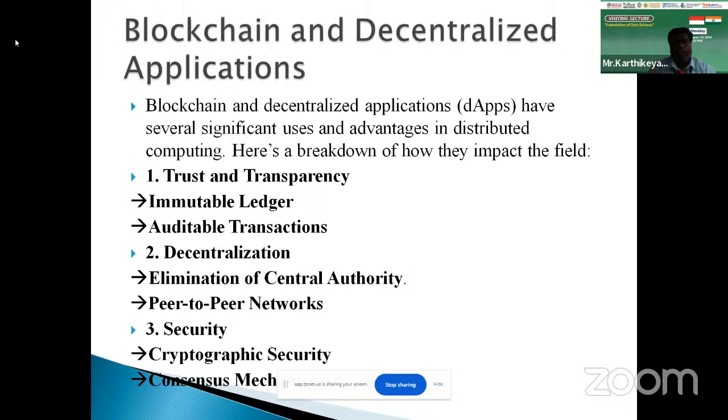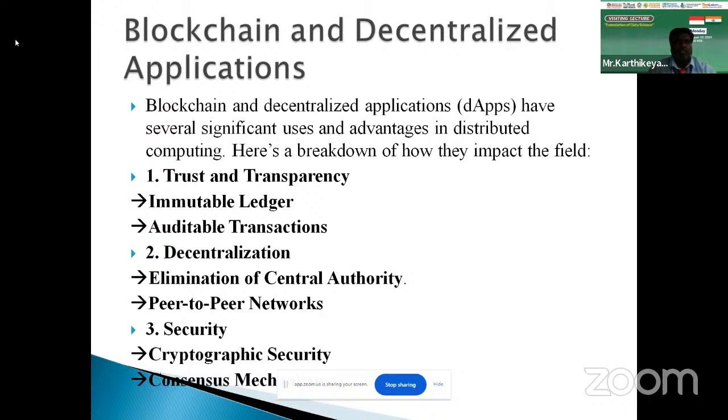This transparency of blockchain, allowing all transactions to be auditable, makes it easier to track changes and verify the integrity of data. And second one, decentralization. This decentralization has the following: elimination of central authority, and peer-to-peer networks.